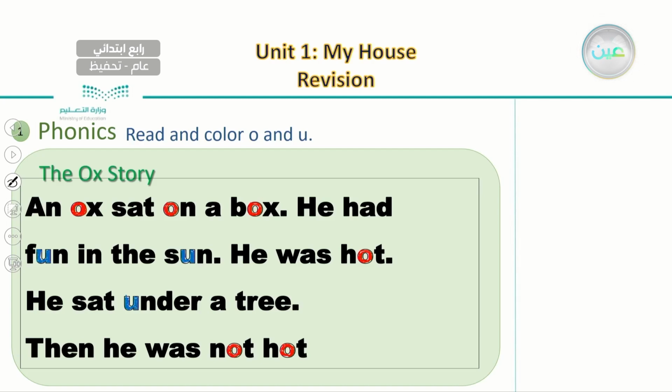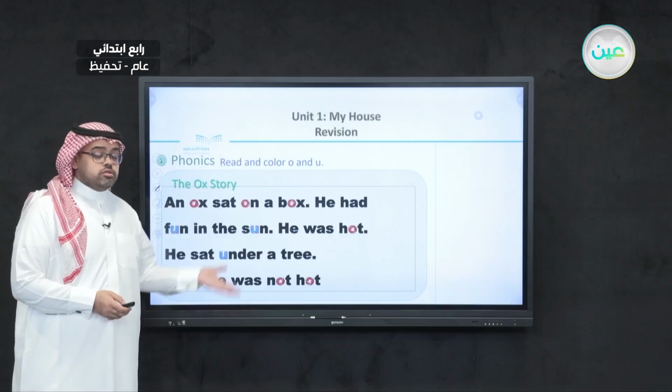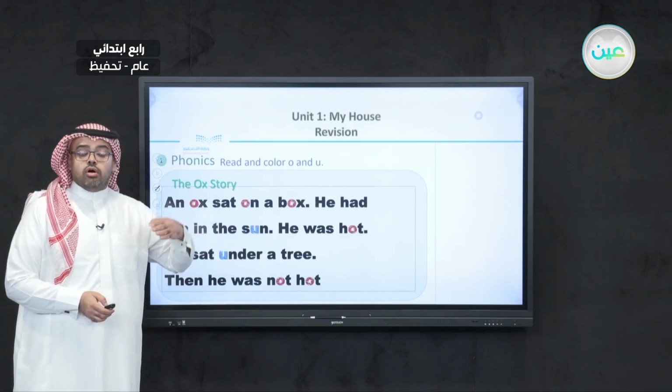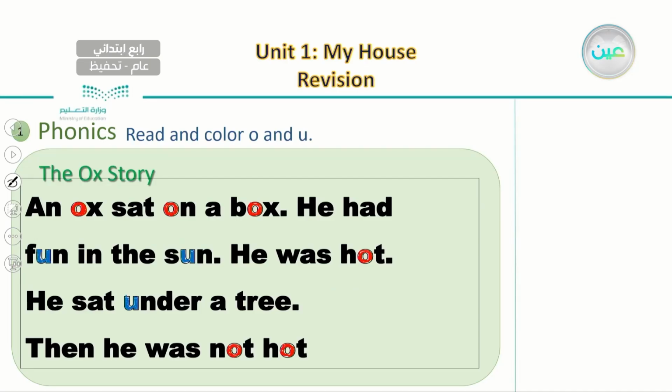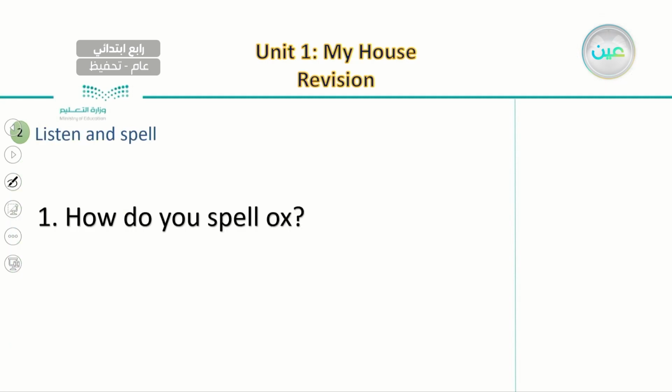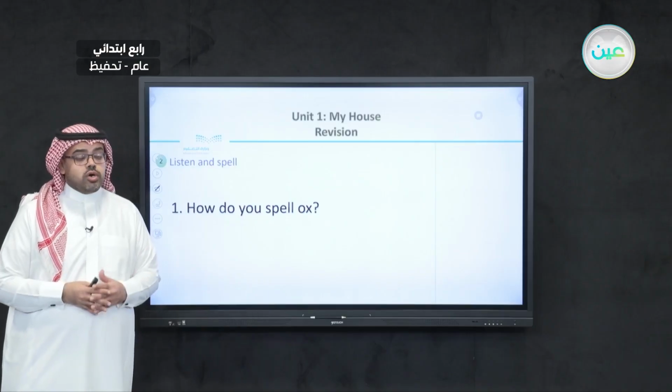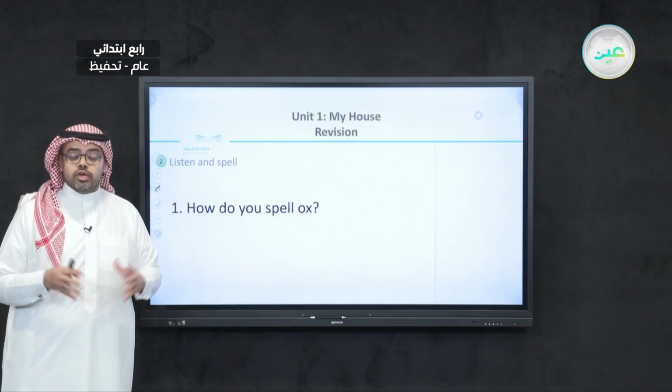So this is what we did last time, where we read the story, listened to the story, and also colored O and U with different colors so we can differentiate between them. And after this, we had an interesting exercise where I asked you to close your eyes and spell the words that you listened to. So, are you excited to try this one more time just to make sure that you know how to spell these words? So, let's begin.